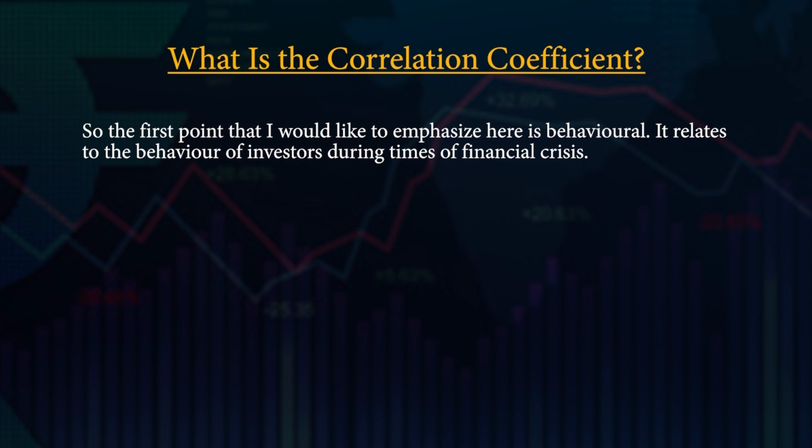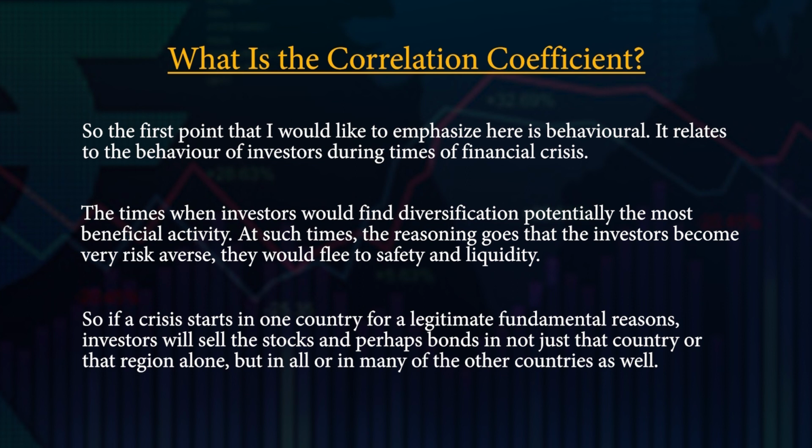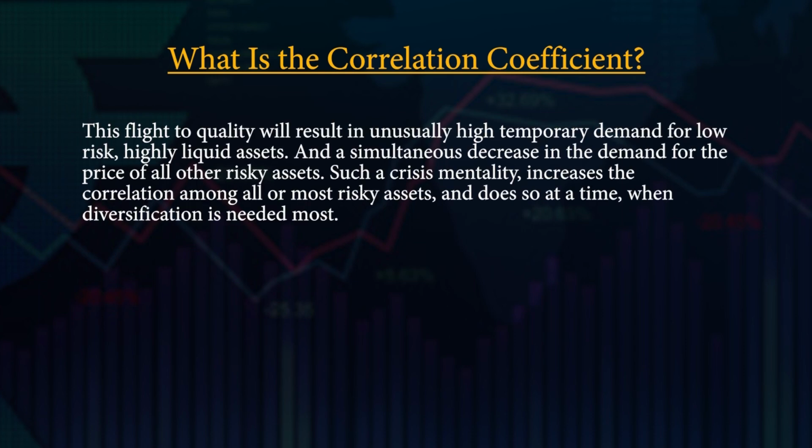It relates to the behavior of investors during times of financial crisis, the times when investors would find diversification potentially the most beneficial activity. At such times, the reasoning goes, investors become very risk averse and flee to safety and liquidity. So if a crisis starts in one country for legitimate fundamental reasons, investors will sell stocks and perhaps bonds in not just that country or region alone, but in many of the other countries as well. This flight to quality will result in unusually high temporary demand for low-risk, highly liquid assets, and a simultaneous decrease in the demand for, and the price of, all other risky assets.